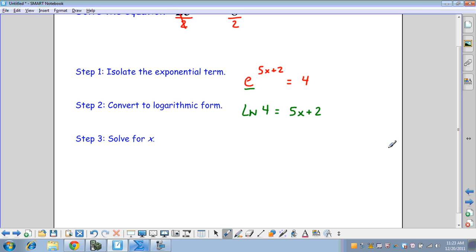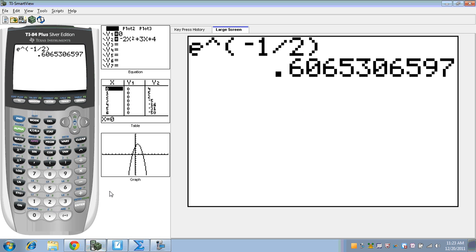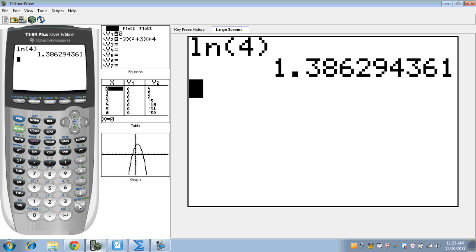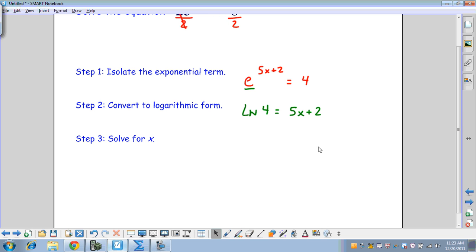Now at this point, I'm going to go ahead and finish up by solving for x. And you're going to need a calculator. You cannot do this in your head. So what I'm going to do is evaluate the natural log of 4. So on my calculator, I'm going to take the natural log of 4. So I have 1.386.